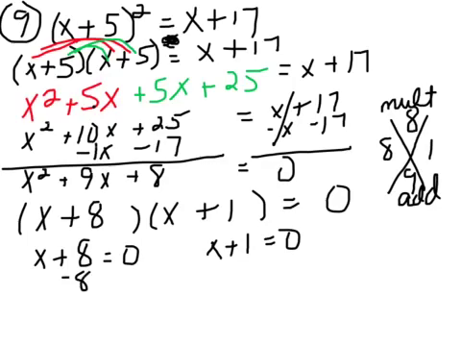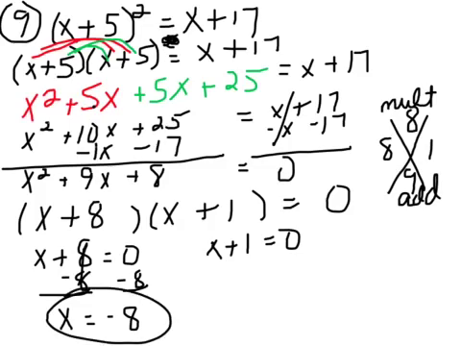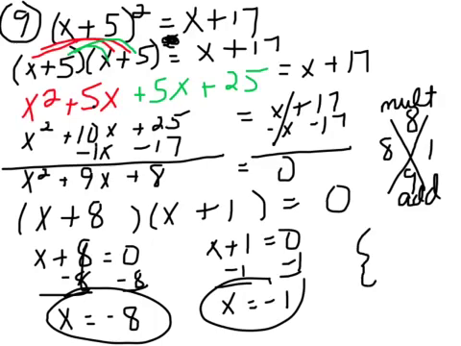Okay, so I just need to solve each one individually. One of my answers is x equals negative 8. Another answer, if I subtract 1 from both sides, is x equals negative 1. And remember that you may see it written sometimes like this in these fancy brackets. That's saying I'm making a list of answers, and usually you put them in order from smallest to greatest. So it would be negative 8 and negative 1, like that.